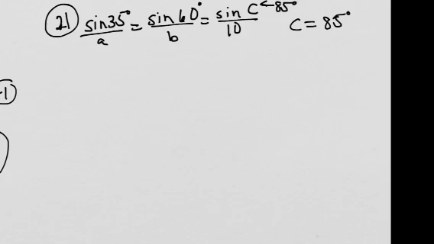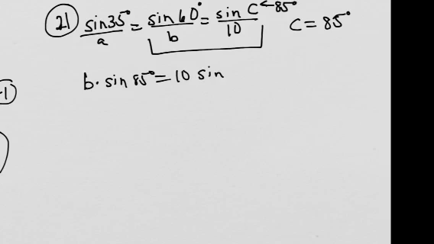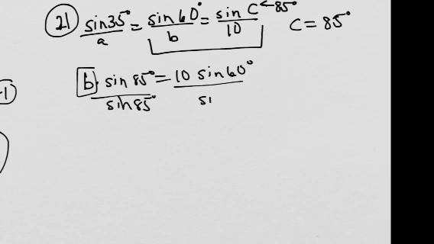So if you want to solve for side B next, I'm going to use this proportion right here and cross multiply. So that leaves me with B times sine 85 equals 10 times sine 60. I want to leave B by itself, so I'm going to divide by sine 85, and that's how sine 85 ends up as a denominator. It's just a simple cross multiplication, and that cancels there. Plug that into your calculator, and you have your answer.